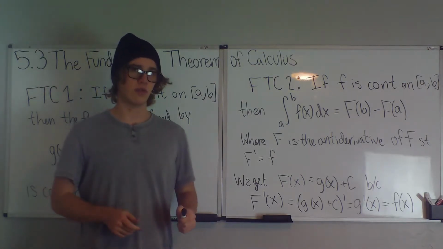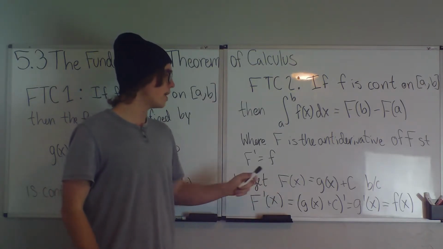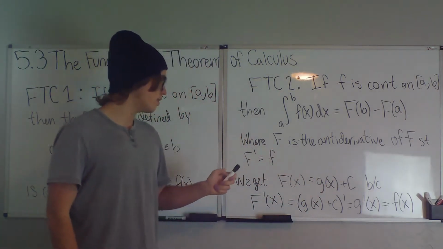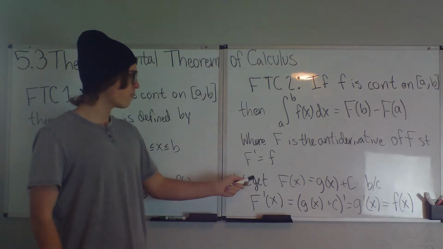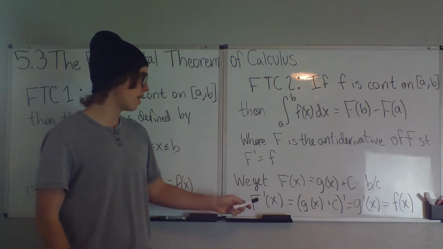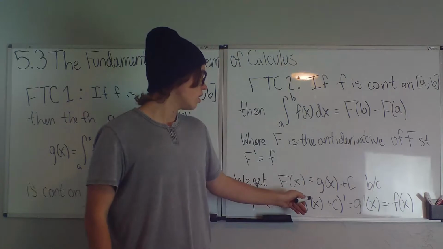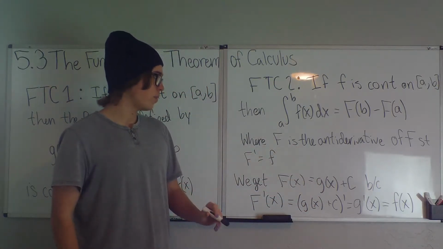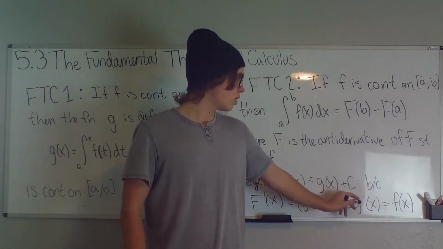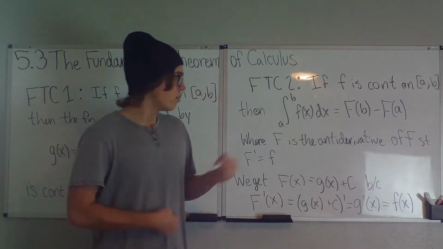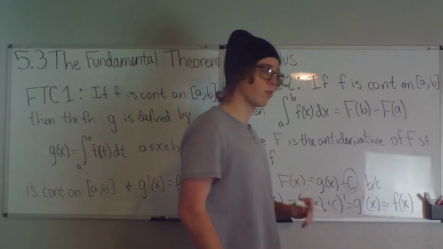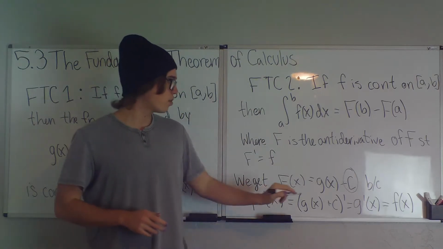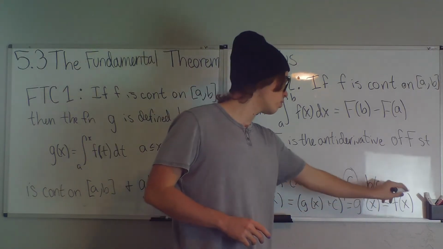And then we get another result from this. We get big F of x is equal to g of x plus c. And why is this? Well, this is because F prime of x is equal to g of x plus c, and then you take the derivative. And then that is just equal to g prime of x, right? Because this c is just a constant, and when we differentiate a constant, it goes away. So then we get g prime of x, and we know that's equal to f of x.